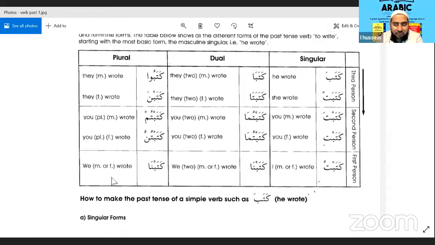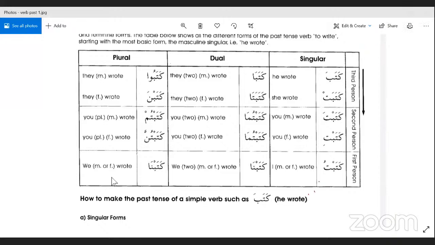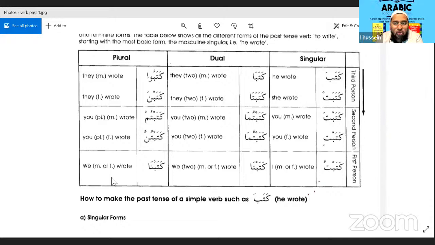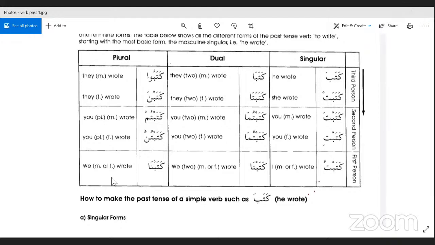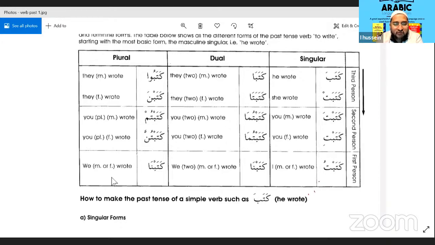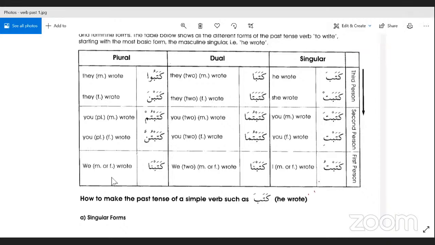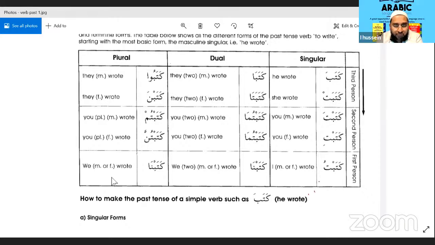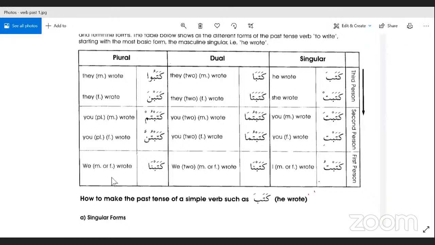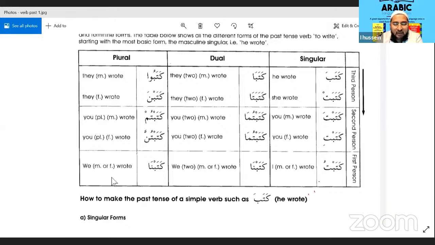How do you say she knew? Alimat. He knew. Alima. How do you say you, one male, knew? Alimta. You, one female, knew. Alimti. You all females knew. Alimtunna. You all males knew. Alimtum. Excellent. And they all females knew? Alimna. You all females knew is alimtunna, correct. Yes. Excellent. Thank you, Sheikh. Ahsanti.